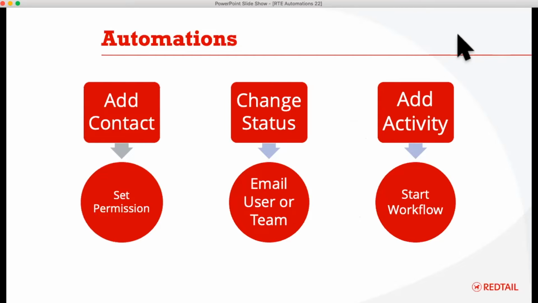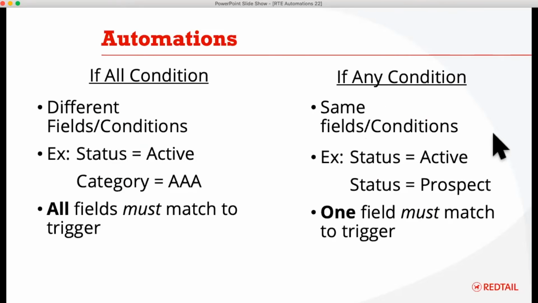So here's a visual representation of what I was talking about using 3 separate options. So here we're saying if we add a contact, set the permission. If we change a status, email a user or team. The example we used was attach a workflow. And here's another one for adding an activity and to start a workflow.